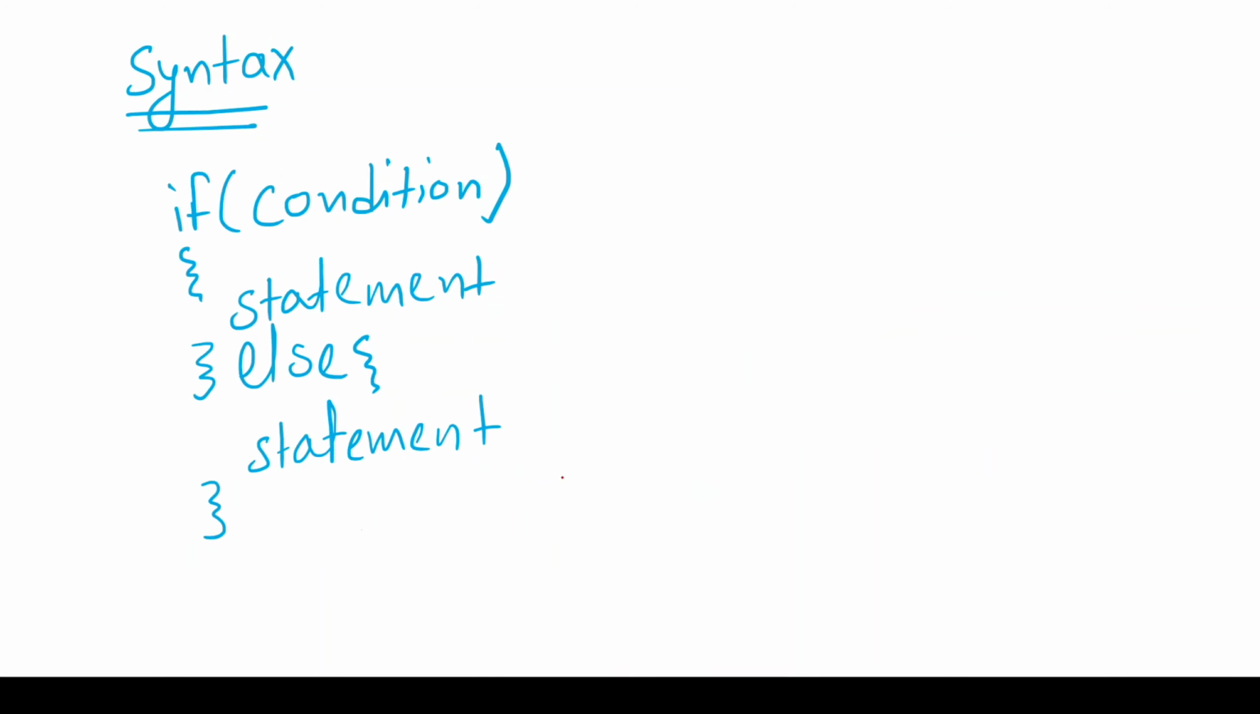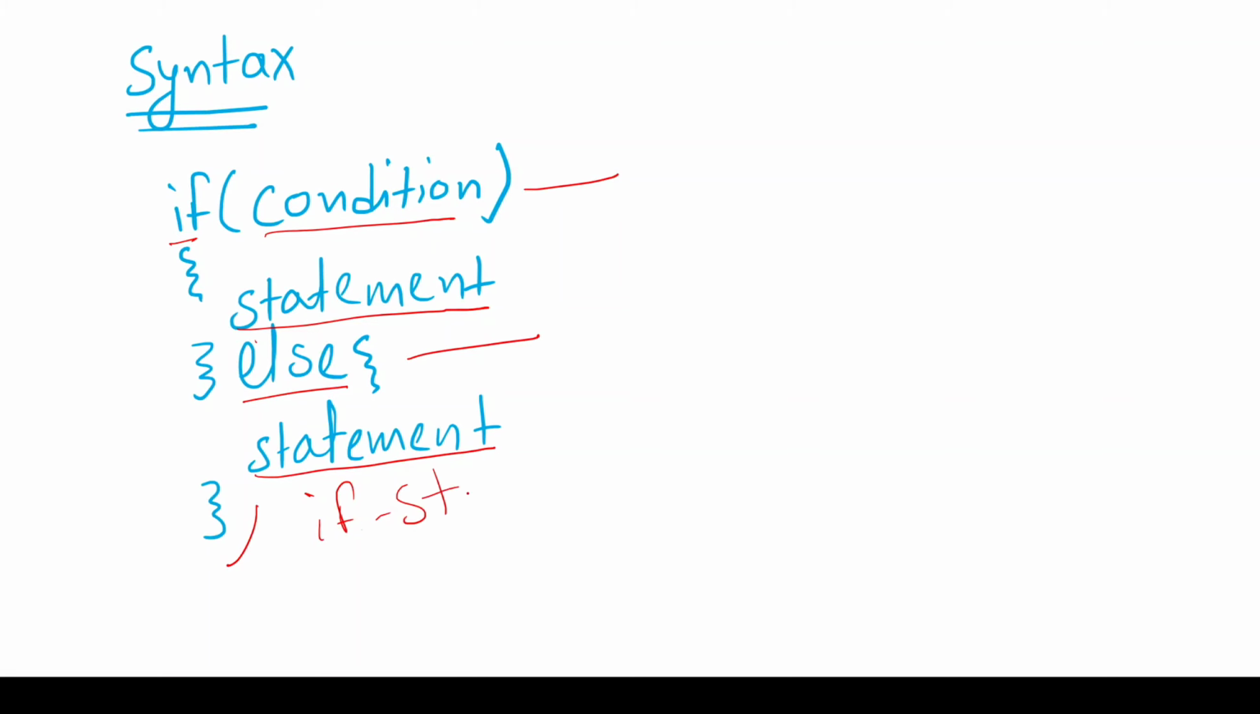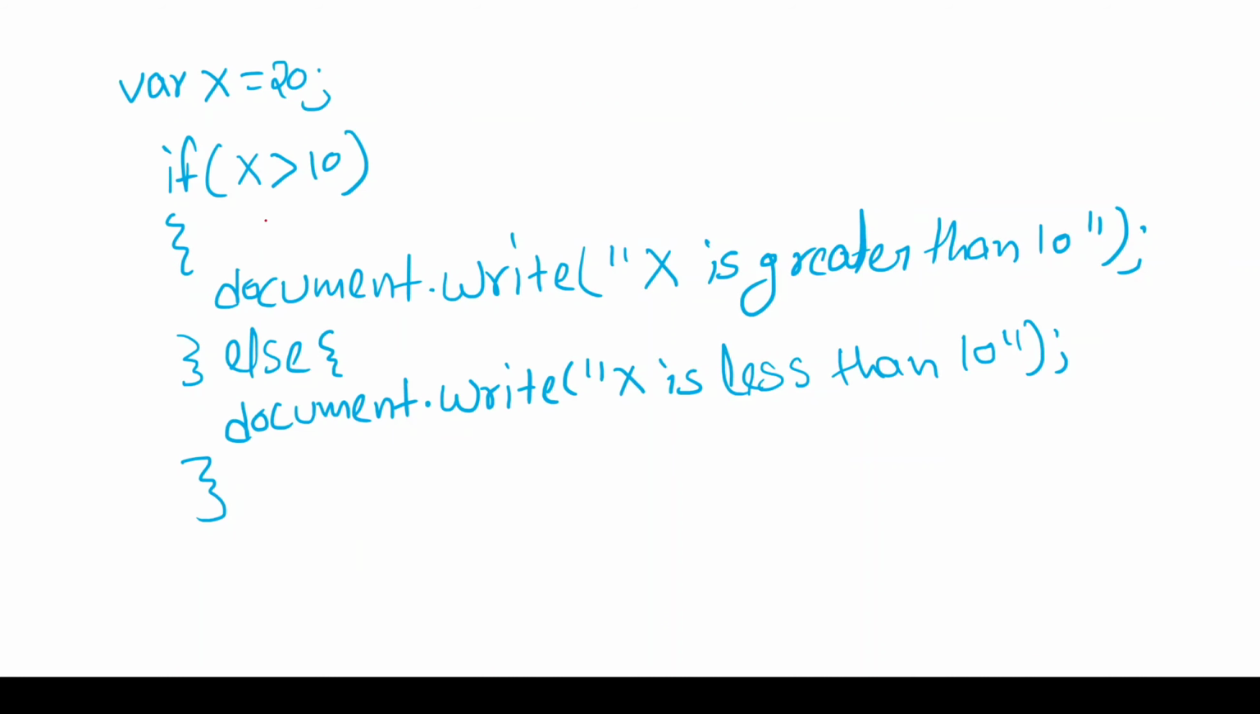Okay, now this is the syntax of the if and else statement in JavaScript. First if, then the condition, after that a statement, anything. Okay, then we have else. For else we don't need any condition, because if the if condition is wrong, then this will happen. Okay, now we have a statement, and after this we exit from the if else statement.